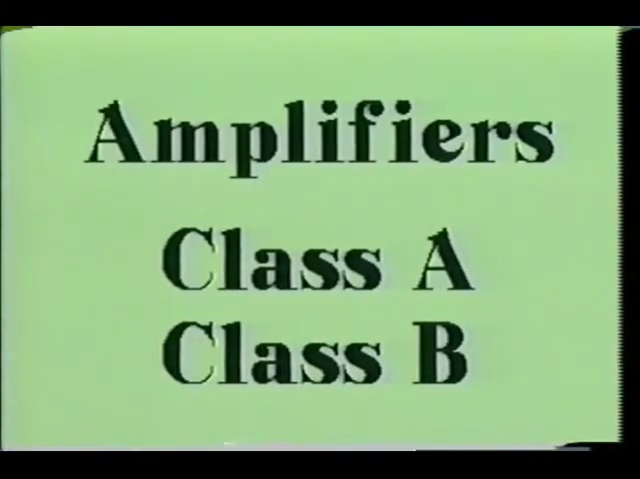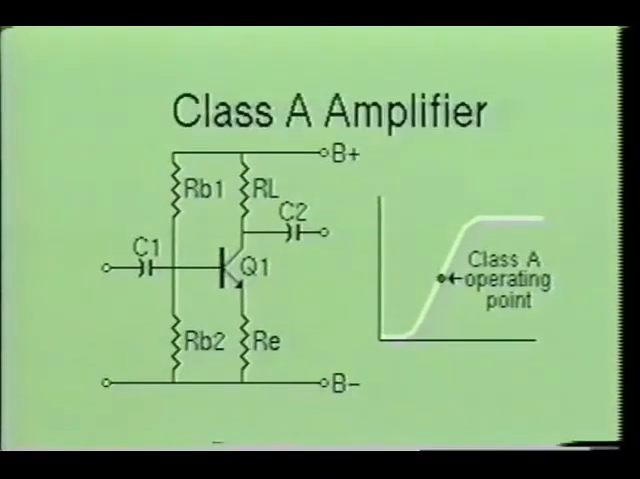So far, we have examined the Class A amplifier and the Class B amplifier. We have seen that the Class A amplifier was biased at the midpoint of the characteristic curve and that it operated with very little distortion. Since the Class A amplifier draws current even when no input signal is applied, it is a very inefficient circuit.